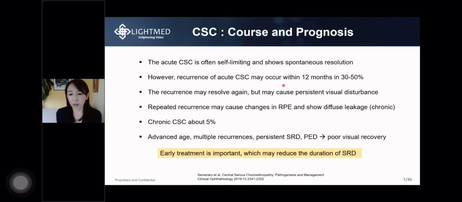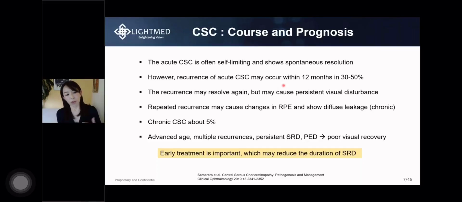So this is the clinical course of CSC. Very often the fresh case is very much self-limiting. It's very well known and shows spontaneous resolution in 3 to 4 months. So therefore, many patients, especially young, the first time, and doctors also say, okay, we don't have to do anything. However, very importantly, recurrence, unfortunately, happens very often, within 12 months, about 30 to 50%. And this recurrence may resolve again, but may cause persistent visual disturbance.